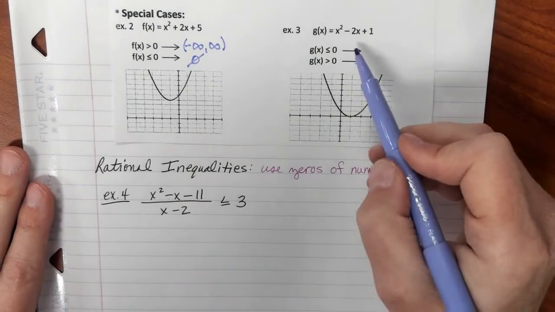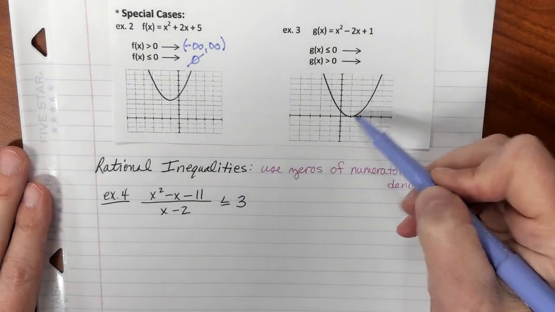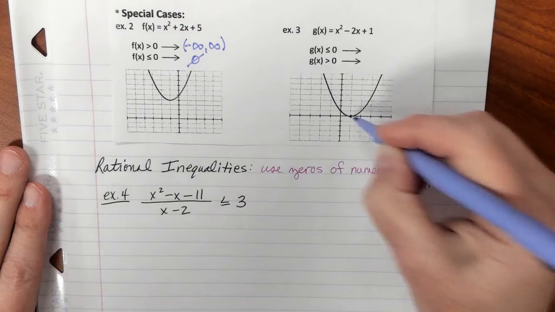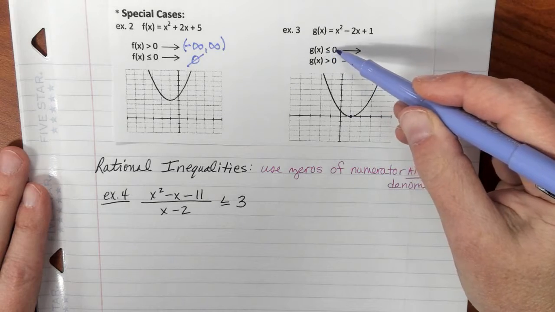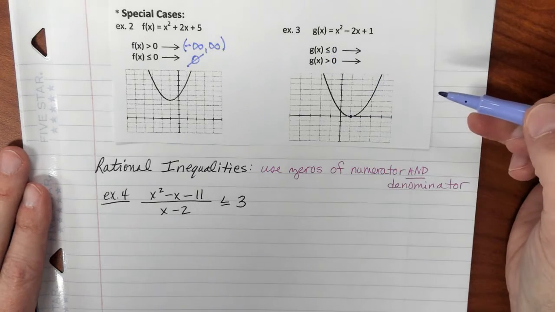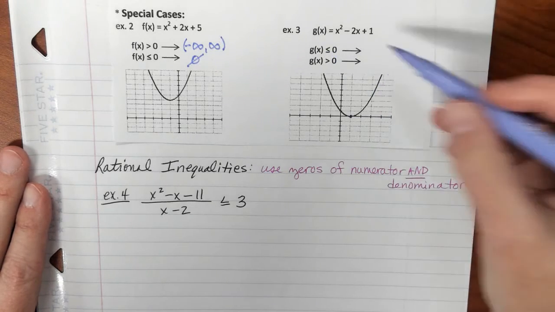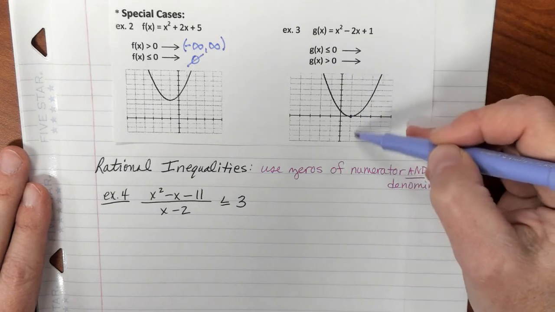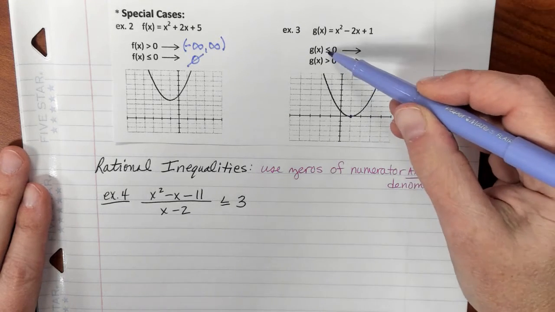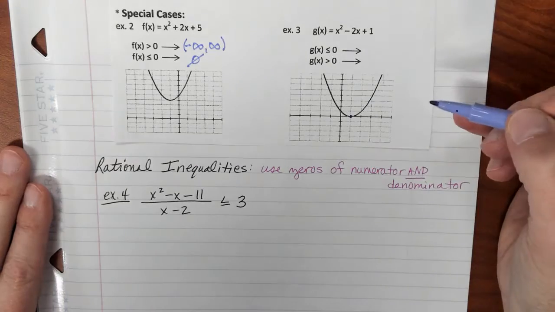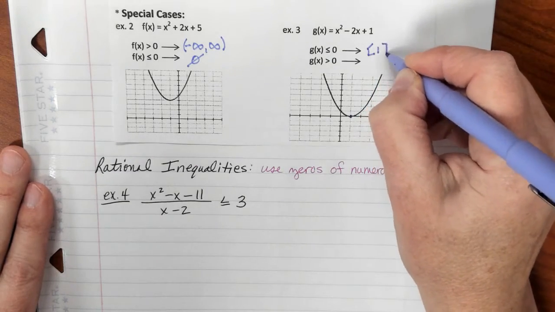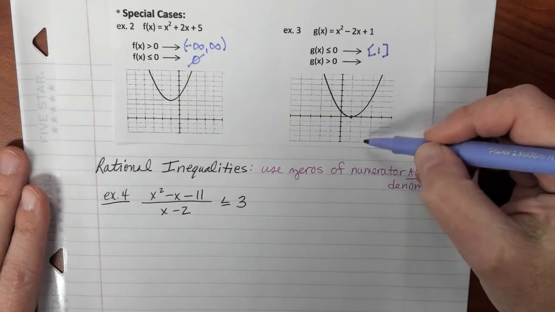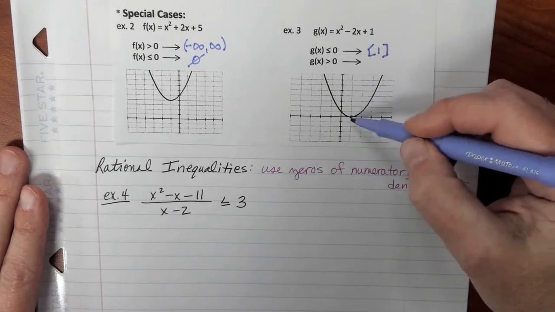This one, if I have this function that just touches and rests on the axis. All right, so I want to know, where is the function less than or equal to 0? It's never going to be less than, but that equal sign, it is equal to at 1. So I'm just going to include 1. Even though it's never going to be negative, it is equal to 0 at 1.